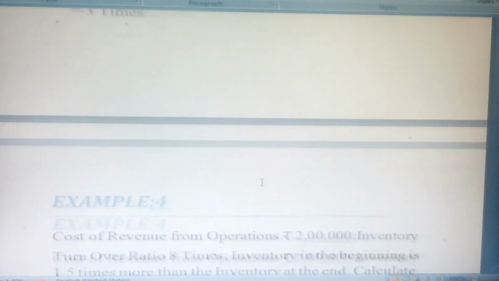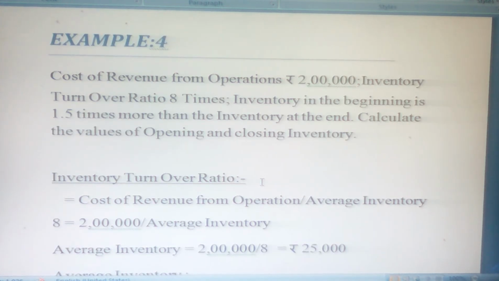Now going for our next exercise. Example 4. Here the cost of revenue from operations is 2 lakhs, inventory turnover ratio 8 times. They directly gave the inventory turnover ratio, 8 times. Your inventory in the beginning is 1.5 times more than the inventory at the end. Here the missing information is both opening inventory and closing inventory, but they gave the clue. Calculate the values of opening and closing inventory.